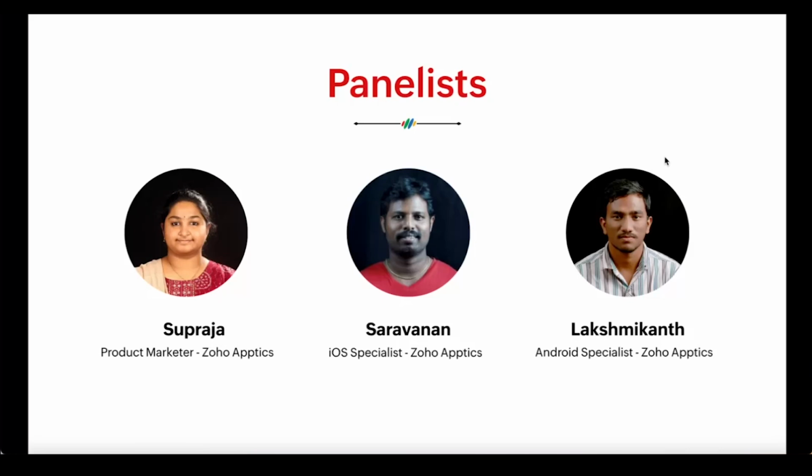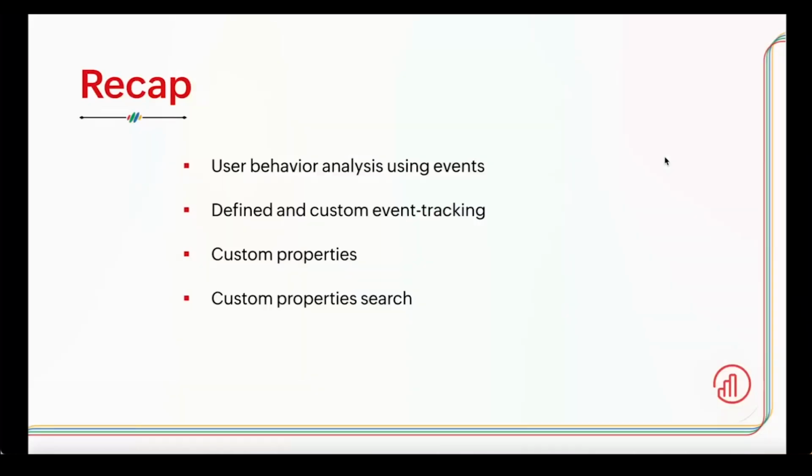We have a ritual where we usually give a quick recap of our previous webinar session. In our previous webinar, we covered how to analyze user behavior using user interactions. Then we saw how to track defined and custom events in Aptics. Then we also saw how to add custom properties for tracking additional attributes, and then how to use them to drill down into specific insights using custom property search. So this was all about the previous webinar session.